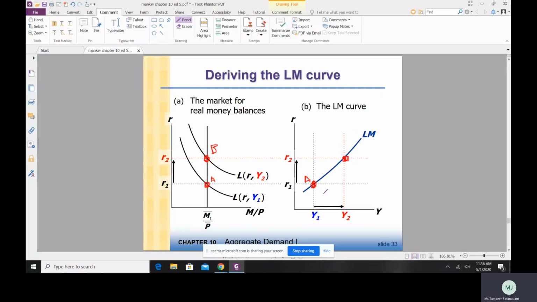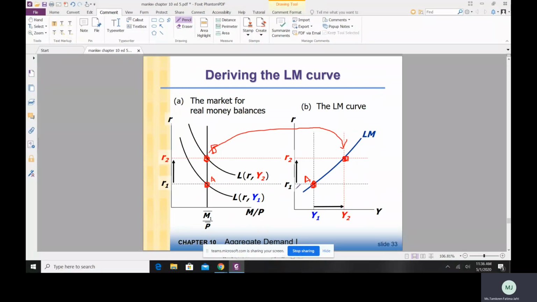Before we move on to shifts in the LM curve, आप एक चीज notice करें कि जितने भी points हैं on the LM curve, they are actually indicating to me the combination of R and Y where my money market is in equilibrium. देखो, A पे money supply equals the money demand, so money market is in equilibrium. Point B पे again demand equals supply, तो यही point मैंने इधर translate किया है. So this is the second point of the LM curve.